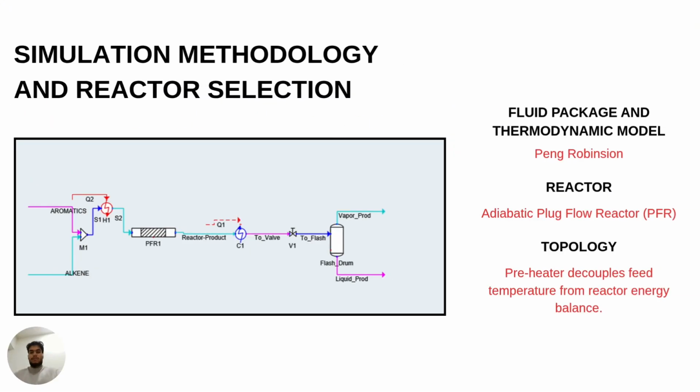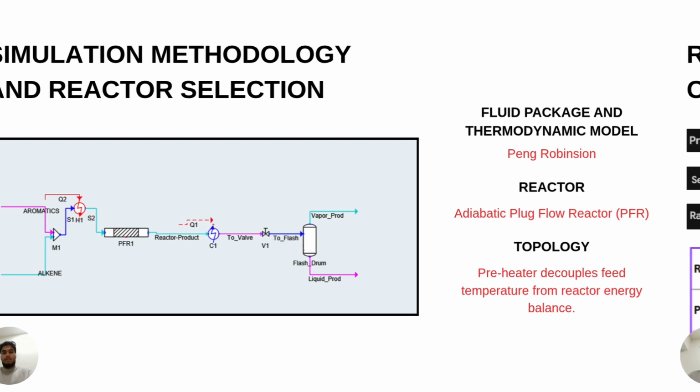Let's move on to the simulation methodology and reactor selection. To model the ethylbenzene production, we use Symmetry with the Peng-Robinson equation of state to accurately handle the high pressure hydrocarbon mixture. We selected a plug flow reactor over a CSTR to simulate an industrial packed bed catalyst and to ensure zero back mixing, which would have drastically increased unwanted byproducts. We also strategically placed a preheater before this reactor to strictly control our inlet temperature without causing thermodynamic solver error.